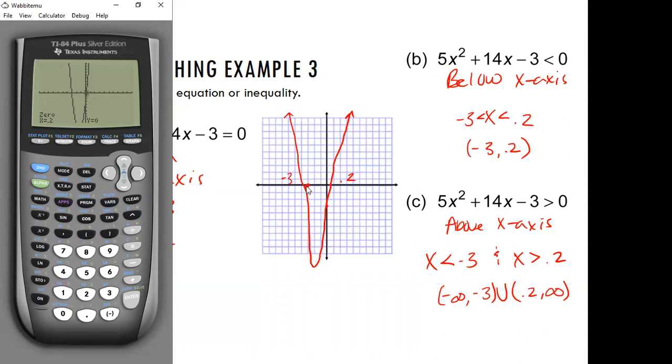which is why we marked on the graph -3 and 2/10. Okay, you can always zoom in if you want, but you don't have to zoom in for the calculator to do its job. All right. Questions, comments, concerns about graphing to find the inequality?